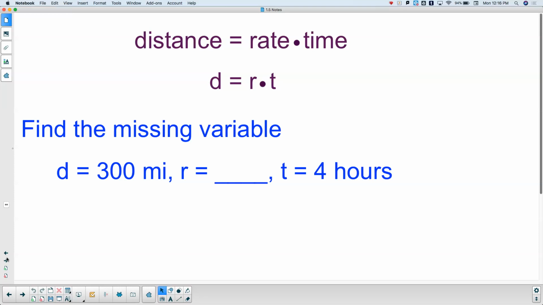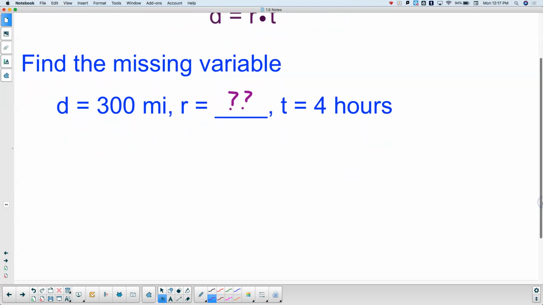I think you probably have heard that one somewhere along the lines, that D equals RT. The amount of distance I travel depends on how fast I'm traveling and for how long I'm traveling. The question here is, find the missing variable. Well, that missing variable just happens to be my old pal R. I have D, I have T, I don't have R.